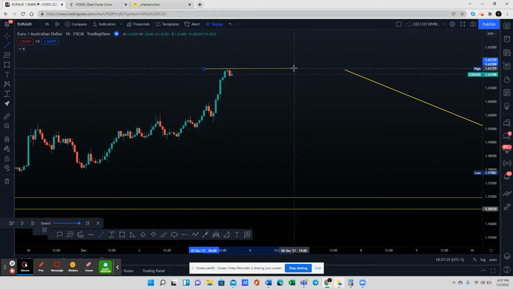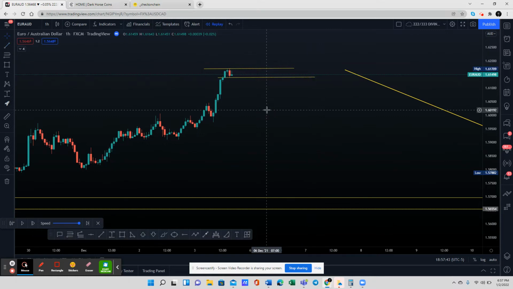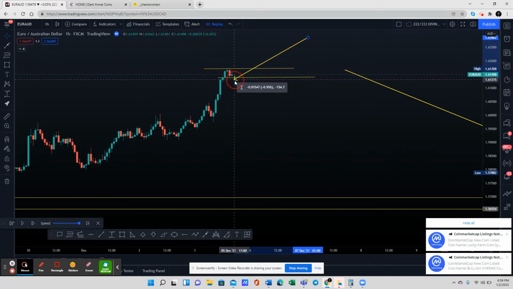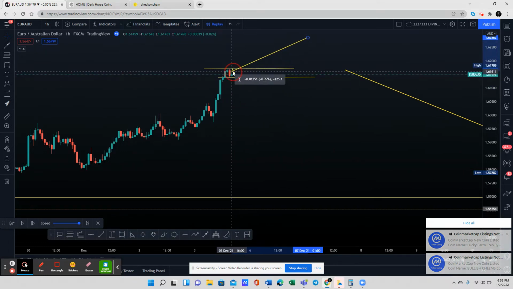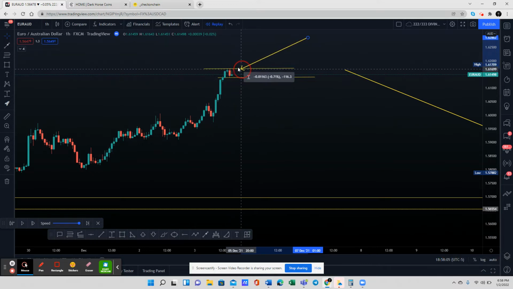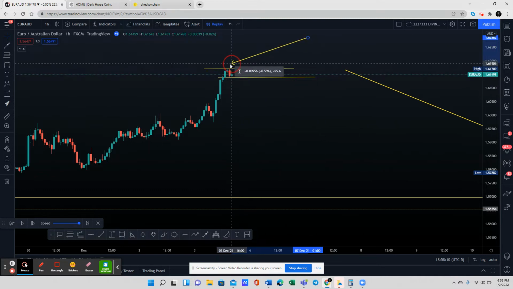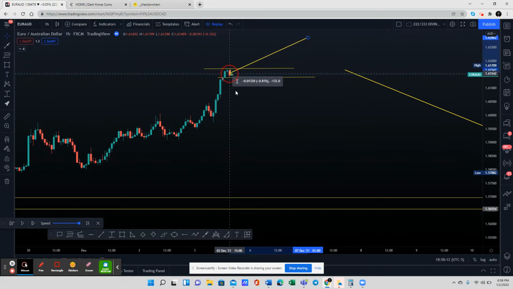Based off of this, resistance right here, and we got support right there. So what I'll be looking for is price to break below the support. There's two ways I could take it. I could take the trade immediately, or I could wait for a retest of the zone and then go short on it. If price breaks above here, I possibly could look for a retest to go long. Now if I go short, my stop loss goes above the candle that got eliminated.